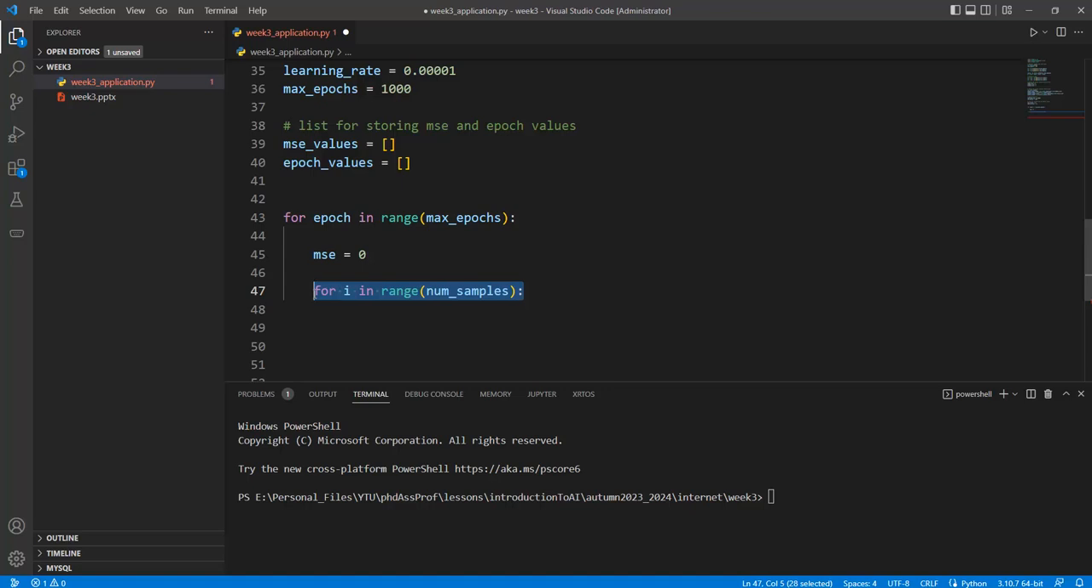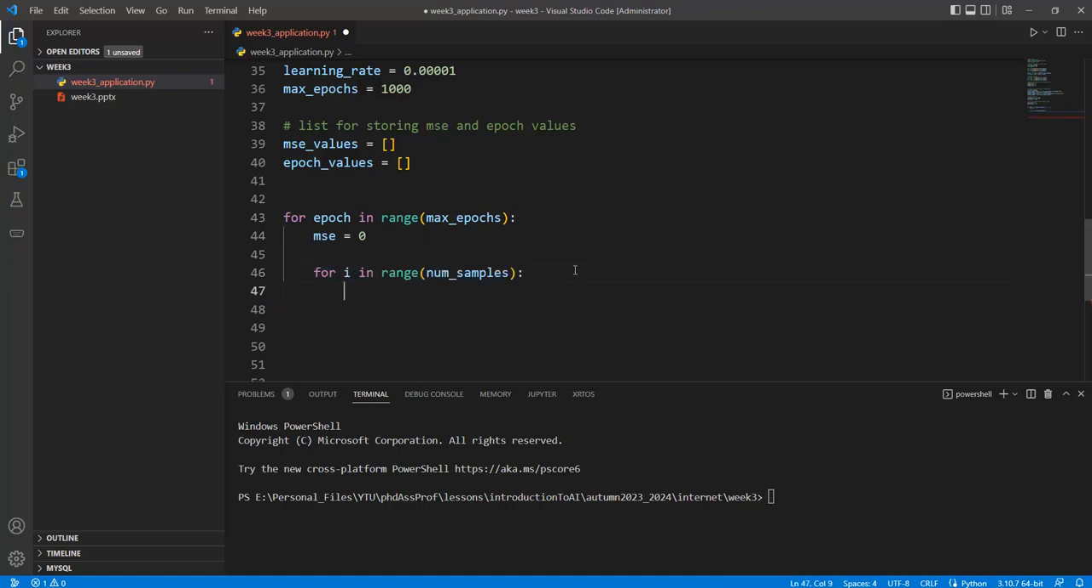For the batch size, the num samples. If I choose 30 or 20, then in each 20 iterations I update all the coefficients. Okay, just take your question.